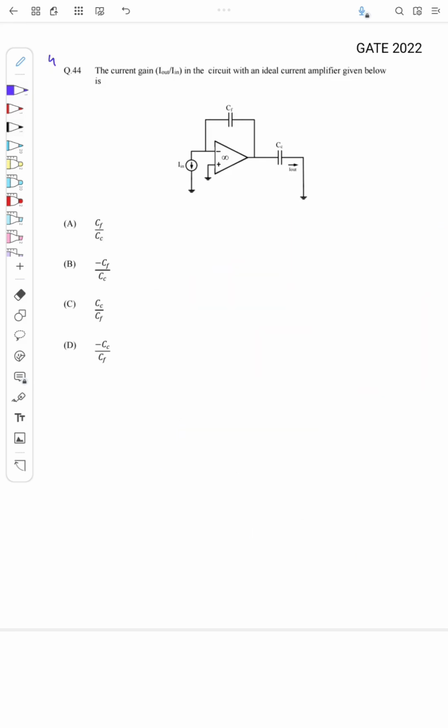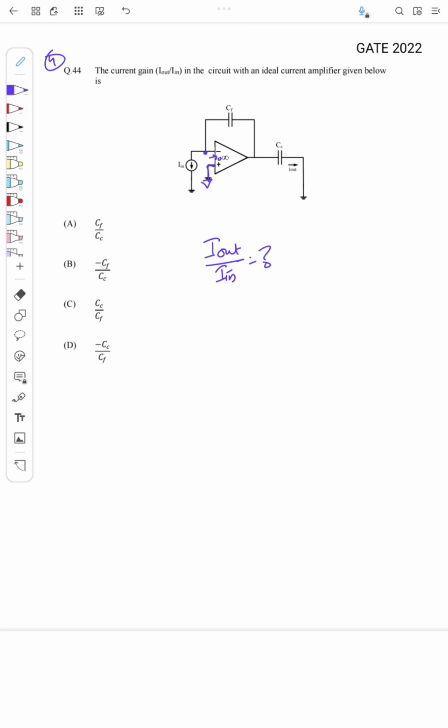So this is a question from GATE 2022. The question is: the current gain I out by I in of the circuit with an ideal current amplifier given below. So I need to find what is I out by I in. Here one op amp is given, having infinite open loop gain, and this is grounded. So definitely this is at virtual ground, right? And this current is 0.